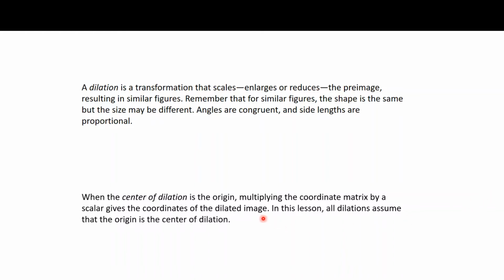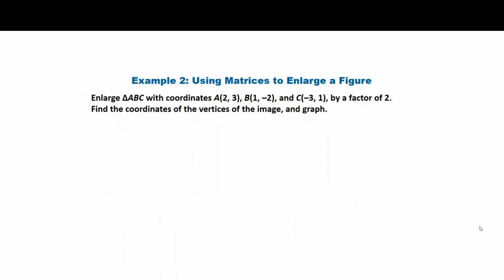In this lesson, so we're lucky, all dilations assume that the origin is the center of the dilation. All right, so let's see what that means. Try an example. It says enlarge ABC with the following coordinates by a factor of 2. So again, let's think about what that means. Remember, we've talked about a factor of 2. When we're going to enlarge something, that means we're going to multiply now. Okay, it says find the coordinates of the vertices of the image and graph.